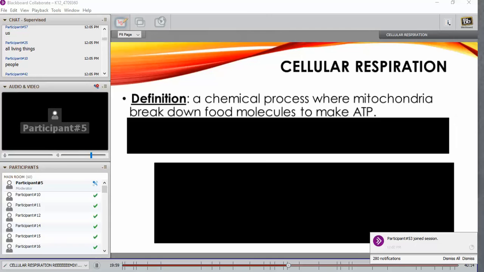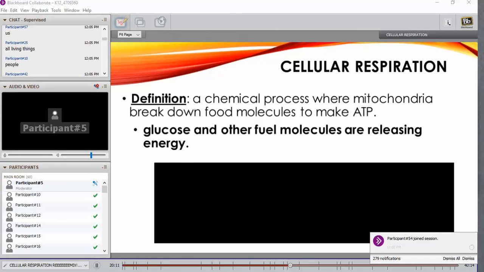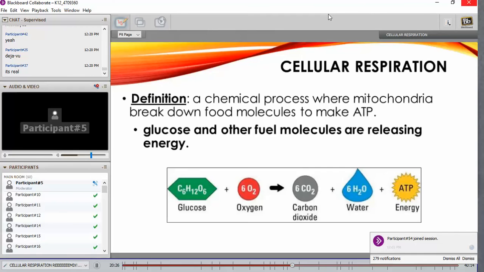This is a chemical process, hence why we're talking about all these chemicals that are involved in it. Okay, the mitochondria break down food molecules to make this ATP, and the ATP is what our cell uses as a form of energy. Glucose and other fuel molecules, like proteins and lipids, release energy. When they break apart, they release it, and that ATP is formed, okay? This is the best, easiest, most simple model that you can come up with for cellular respiration.